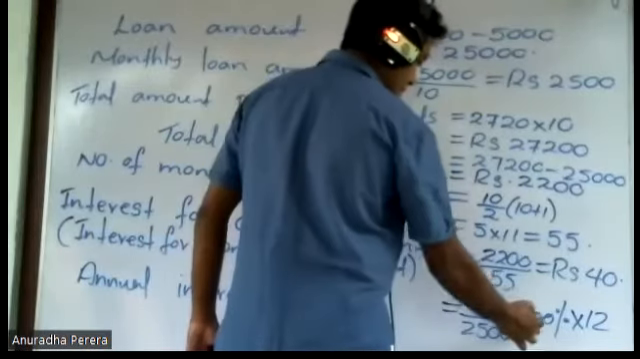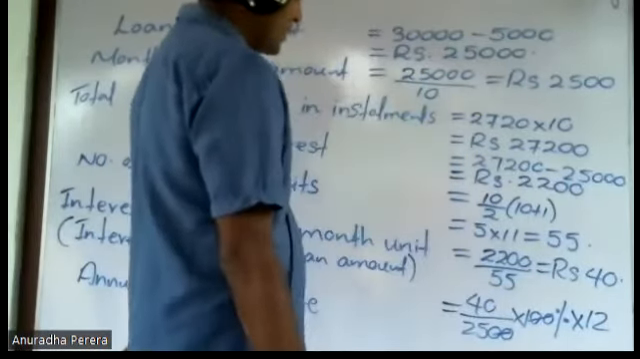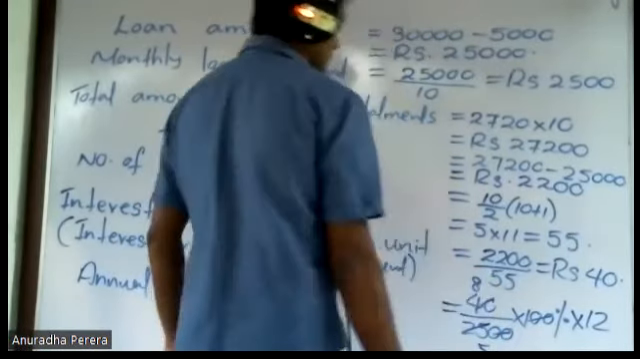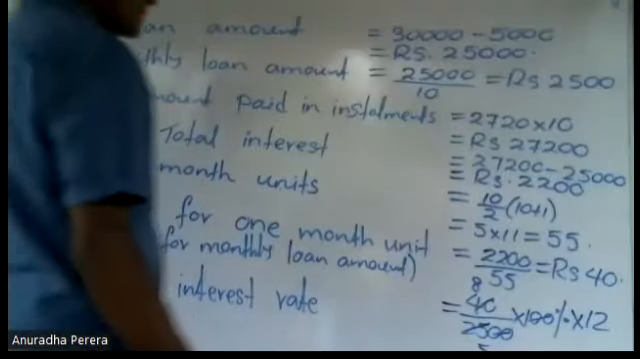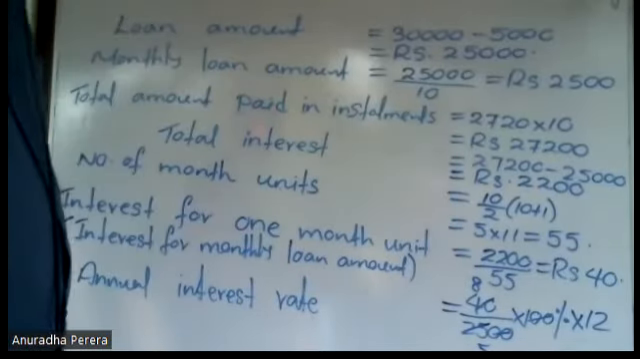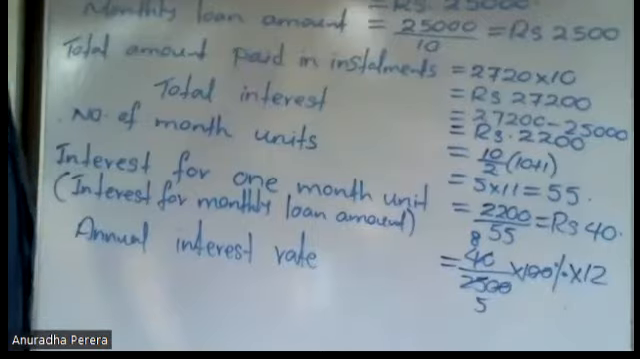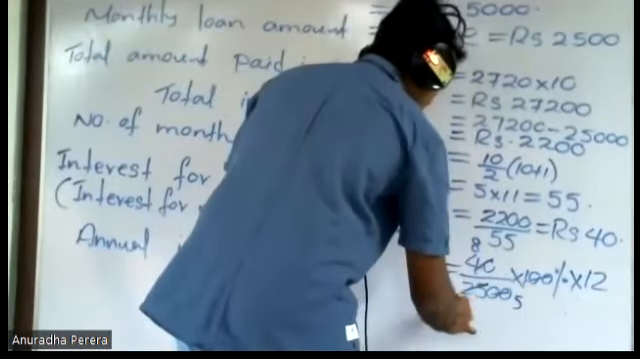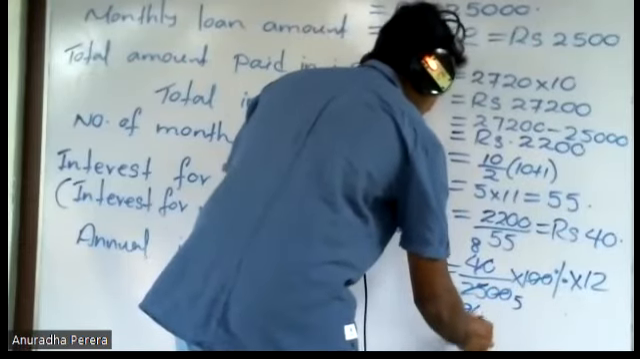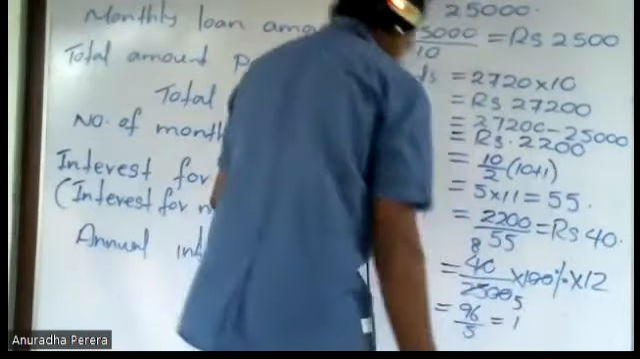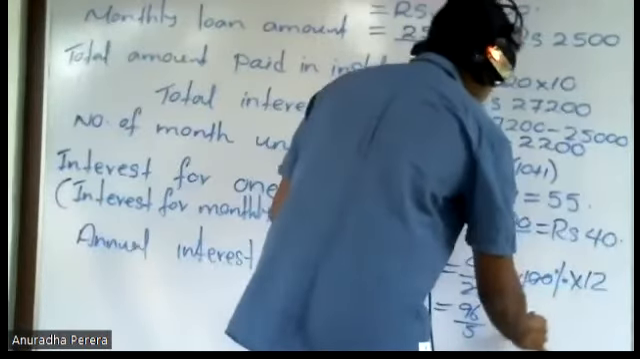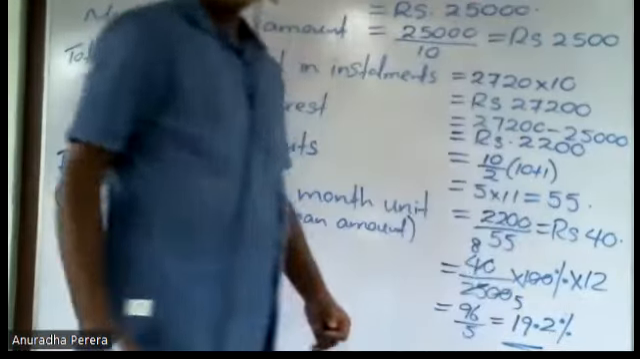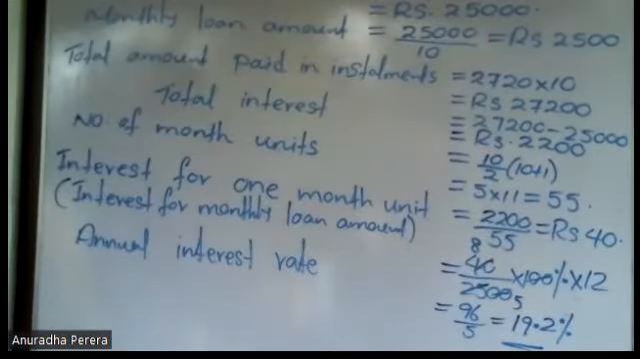Let's simplify. And by 5. 5, 8. 96 over 5. The final answer is 19.2. It's 19.2. This is the answer.